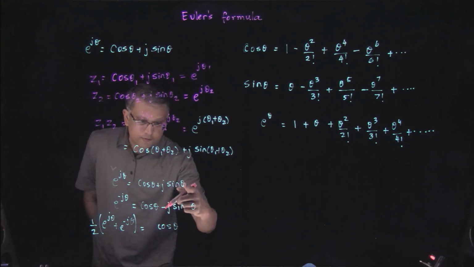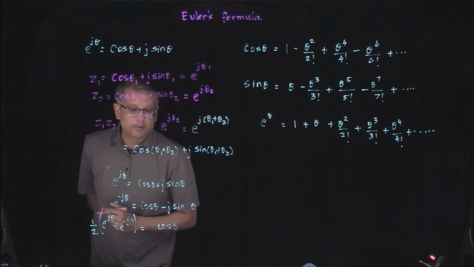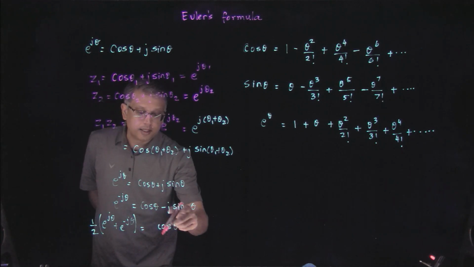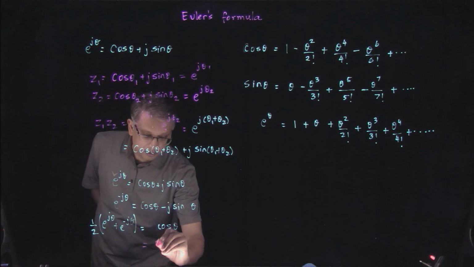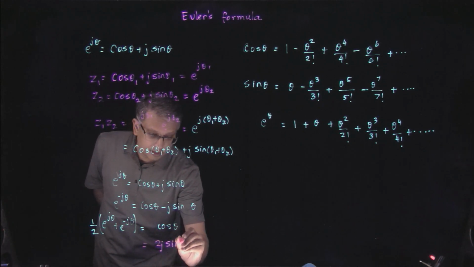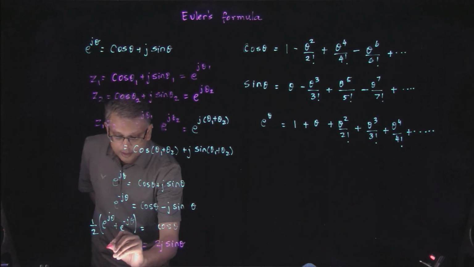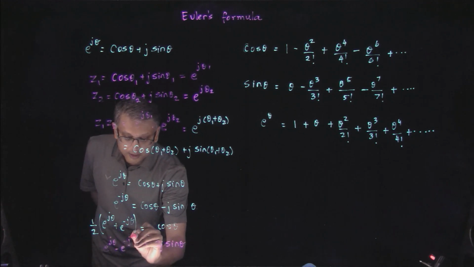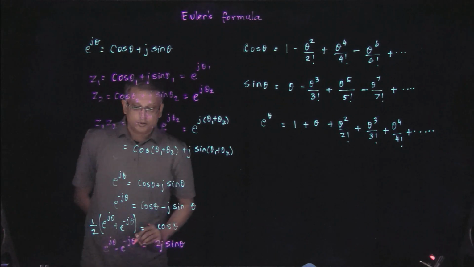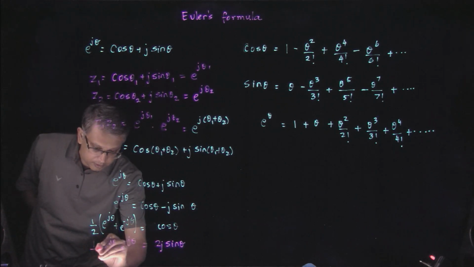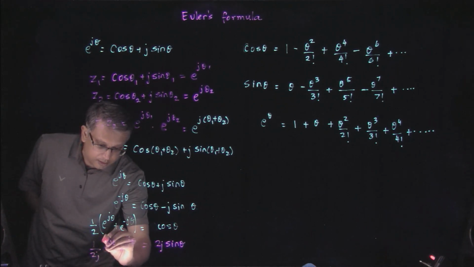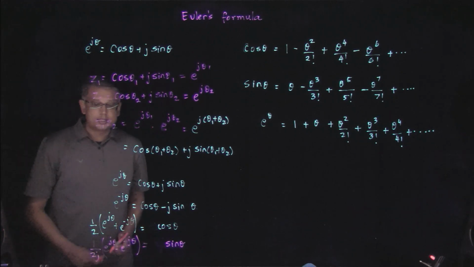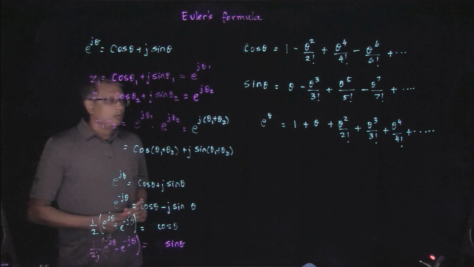And in the same way, if we subtract this equation from the other, I'm going to get 2 times j times sine theta on the right hand side, and that is equal to e to the j theta minus e to the negative j theta. So if we divide both sides by 2j, we get sine theta on the right hand side, and we get 1 over 2j.